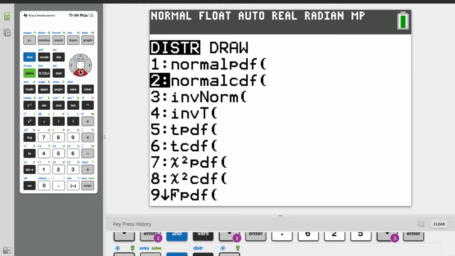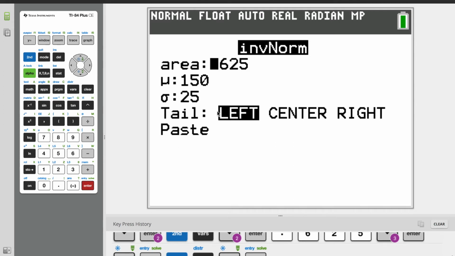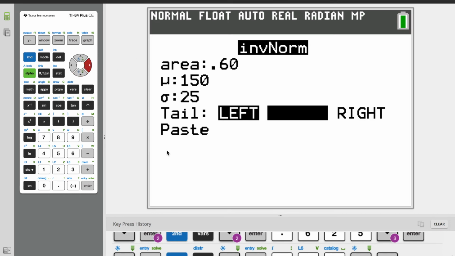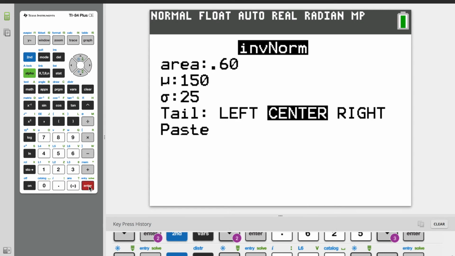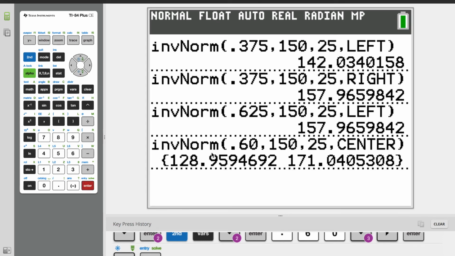Finally, if we do an in-between problem, again, if you have a TI-84, you have the option of tails. And so in our problem, we were given that 60% of the curve was bounded by two x variables, and we had a mean of 150 and a standard deviation of 25. And if you're looking for those two x values, if you have a TI-84, you can actually click this center option. And so if we paste that in, notice that we get our two x values as 128.9 and 171.04, which is very close to what we solved for by hand.